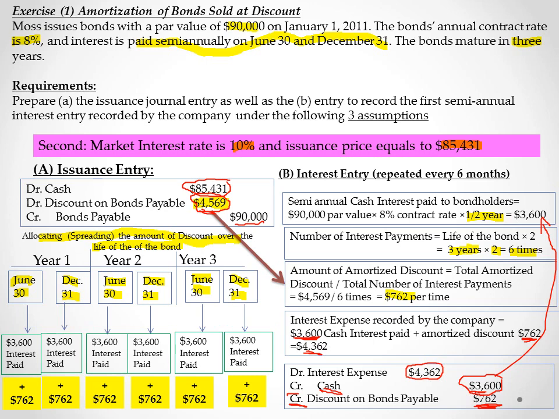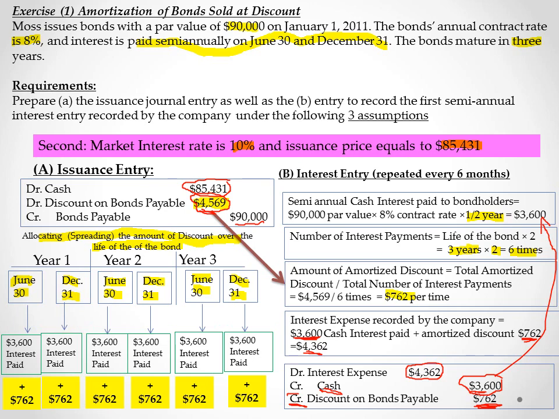Okay, now we need to know those 4,569, the discount on bonds payable. So what will happen to them? At the end of the lifetime of the bond, the company will repay back the 90,000. And on the issuance date, the company received the 85,431 cash. So what will happen to the 4,569, the discount on bonds payable?